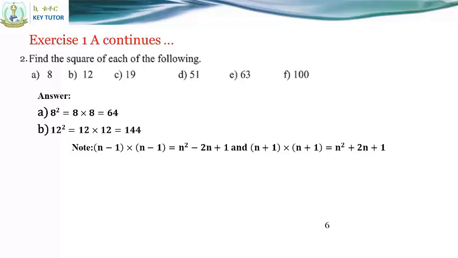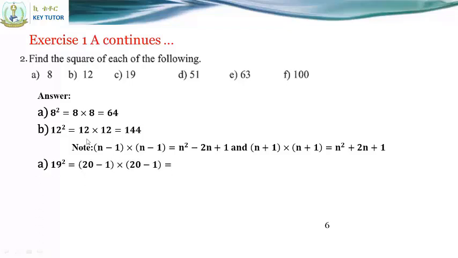20 squared, you know, is 400, but 20 minus 1, you know, is 19. Then we want to use this relation. For that matter, let's look at this formula. n minus 1 times n minus 1, you know, is n squared minus 2n plus 1, which is n squared plus 1 minus 2n. It's helpful. n plus 1 times n plus 1 is n squared plus 2n plus 1.